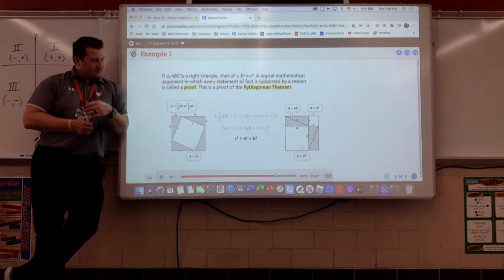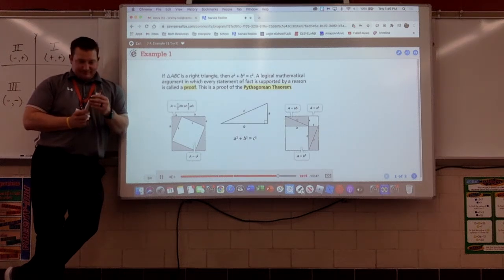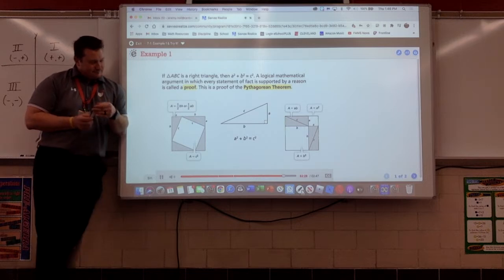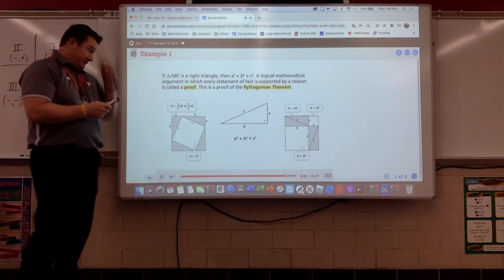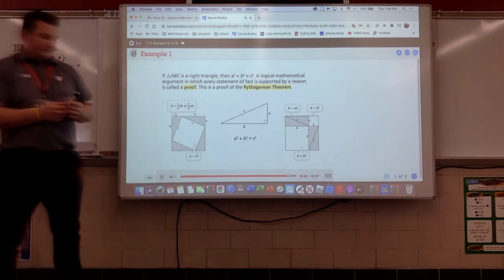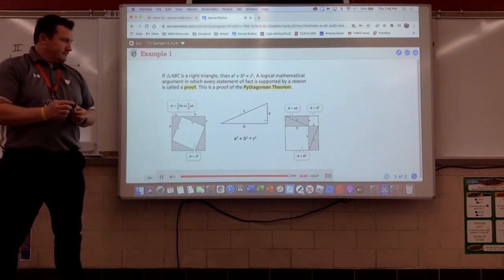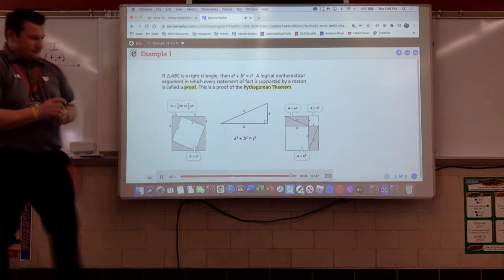We've shown that if triangle ABC is a right triangle, then a squared plus b squared is equal to c squared. A logical mathematical argument in which every statement of fact is supported by a reason is called a proof. What you just saw is one proof of the Pythagorean theorem. There are many other ways to prove this theorem.